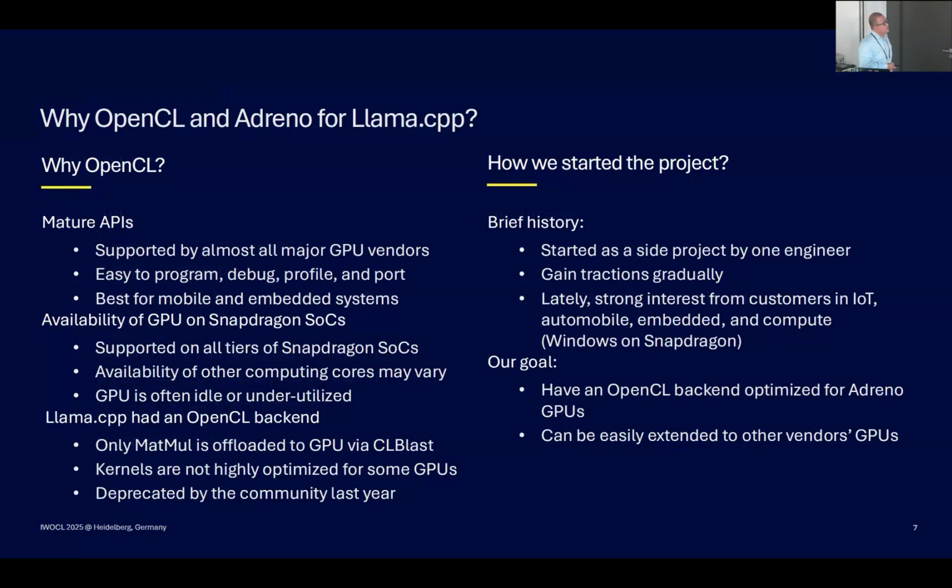So why OpenCL? Ben and others already talked about it. OpenCL is a mature API supported by major GPU vendors, and it's easy to program, debug, and profile. Especially for mobile and embedded systems, OpenCL is very popular because it's a really low-level API that allows you to customize and optimize to a level that maybe other APIs cannot reach easily. And for Qualcomm Snapdragon SoCs, we support OpenCL across all the tiers.